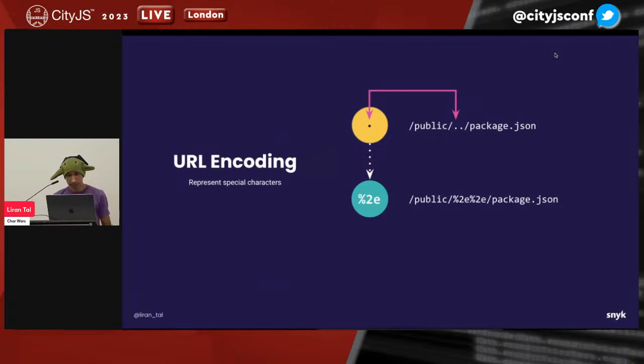Not so much. There's this other thing on the web called URL encoding. What it is, essentially, is a way to encode reserved characters in the URL, things like a dash or things like that. And so if you want to say there's like a ..